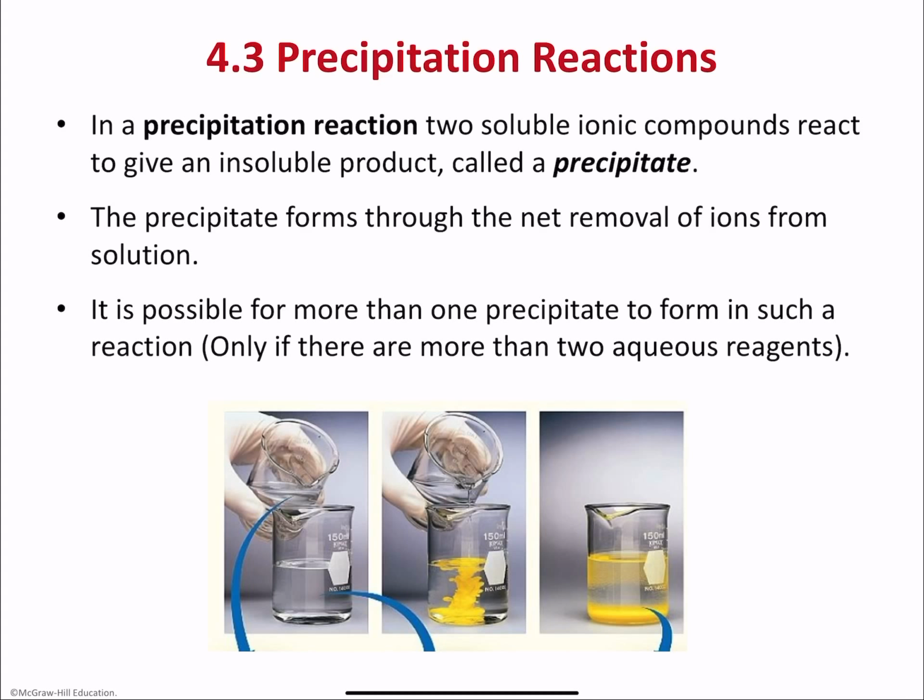Section 4.3 deals with precipitation reactions. It says here that in a precipitation reaction, two soluble ionic compounds react to give an insoluble product, and we call this a precipitate. Right? If you're not part of the solution, you're part of the precipitate.